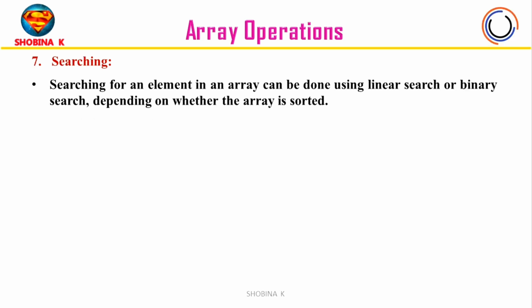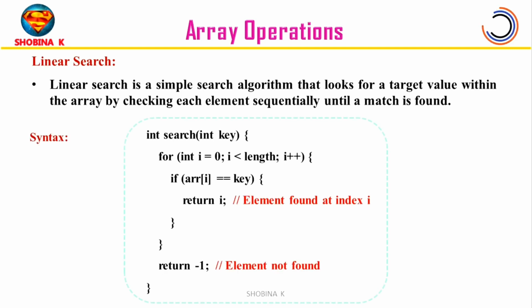Searching for an element in an array can be done using linear search or binary search. Linear search is a straightforward search algorithm that scans through each element in the array one by one until it finds the target value. So it checks each element sequentially until a match is found or until the entire array has been searched. And here is the syntax.